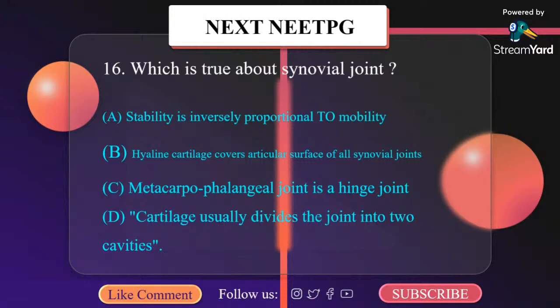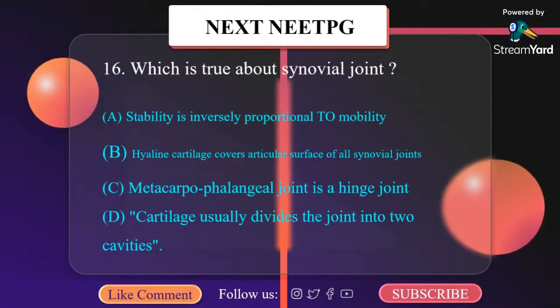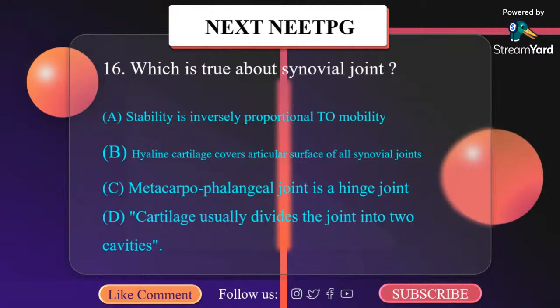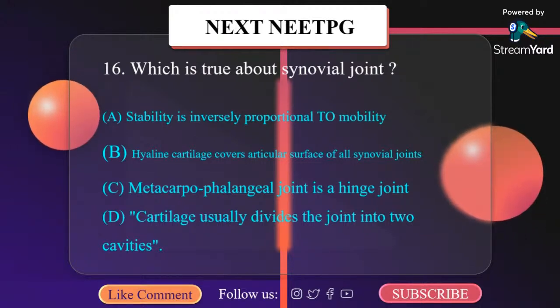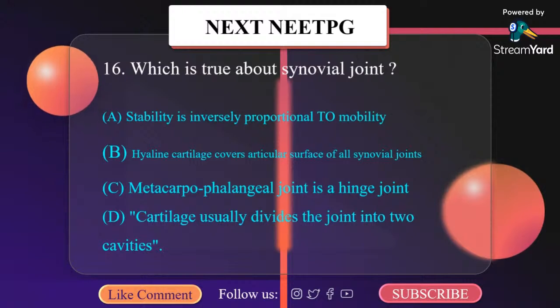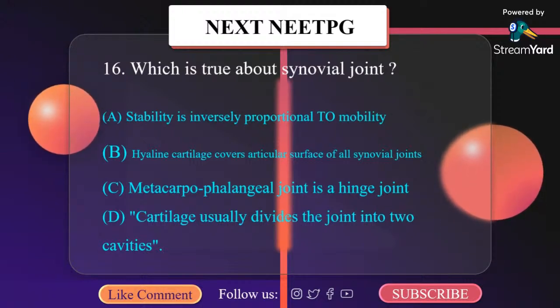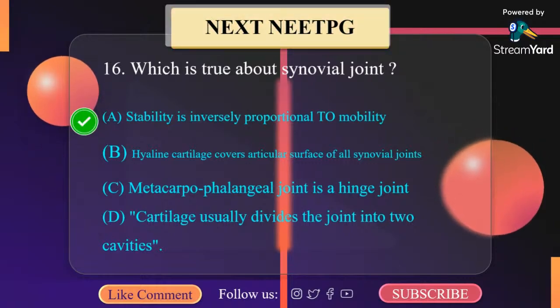Which is true about synovial joint? A. Stability is inversely proportional to mobility. B. Hyaline cartilage covers articular surface of all synovial joints. C. Metacarpophalangeal joint is a hinge joint. D. Cartilage usually divides the joint into two cavities. The correct answer here is A, stability is inversely proportional to mobility.